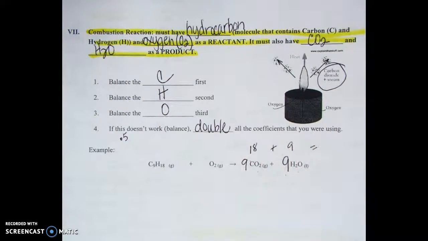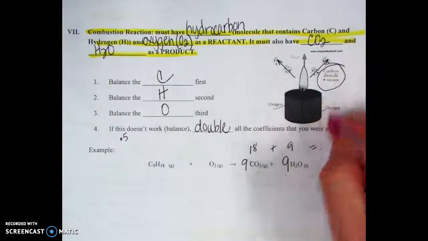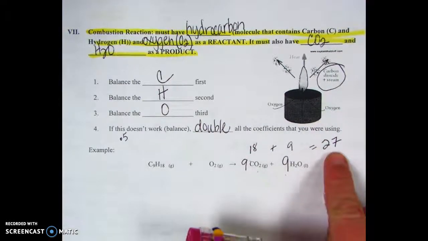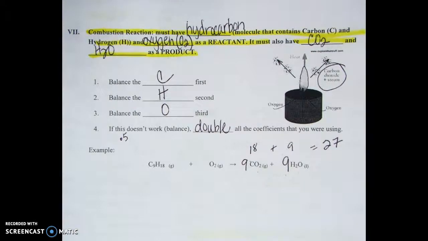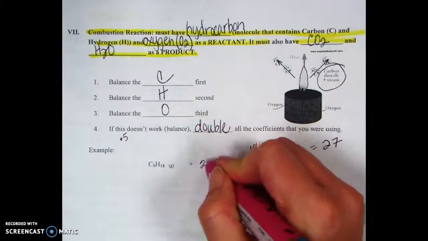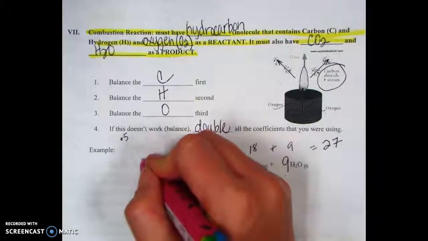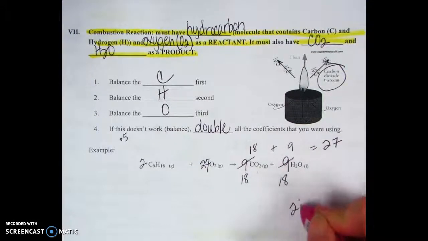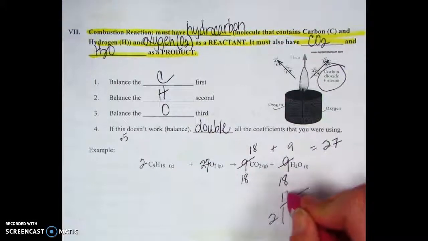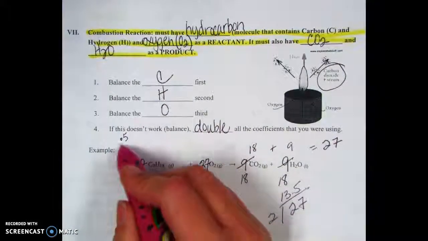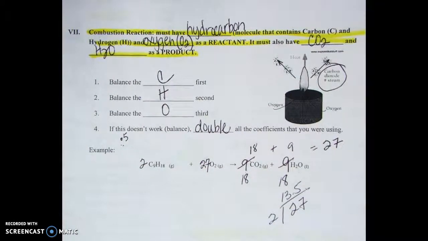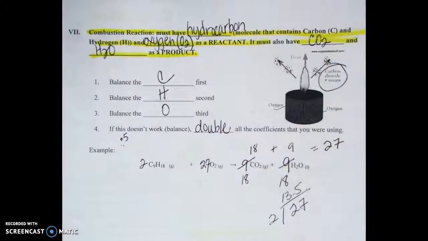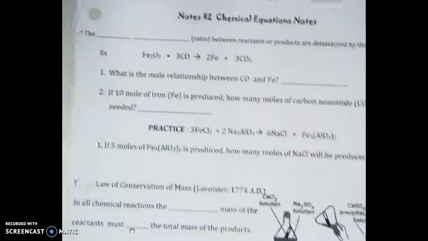18 plus 9 is 27. So is 27 an odd or even number? Odd. So when we say it's odd, we're going to write that number down and double all the coefficients. Because 27 divided by 2 will give me 13.5, and there's that 0.5, so I have to double all of my coefficients. Okay? And we'll practice this more in class. All right, let's move on to notes number 2, chemical equation notes.